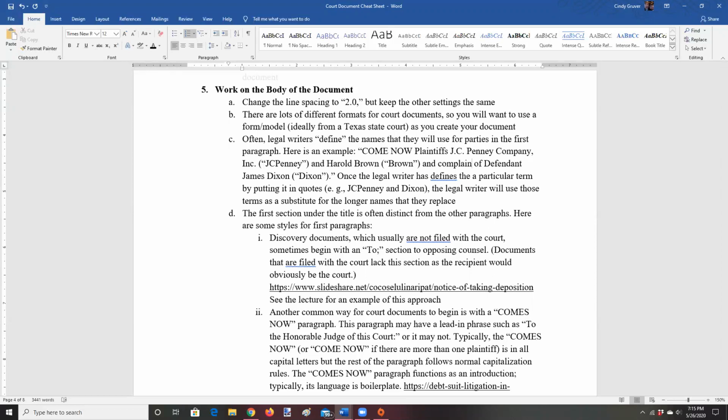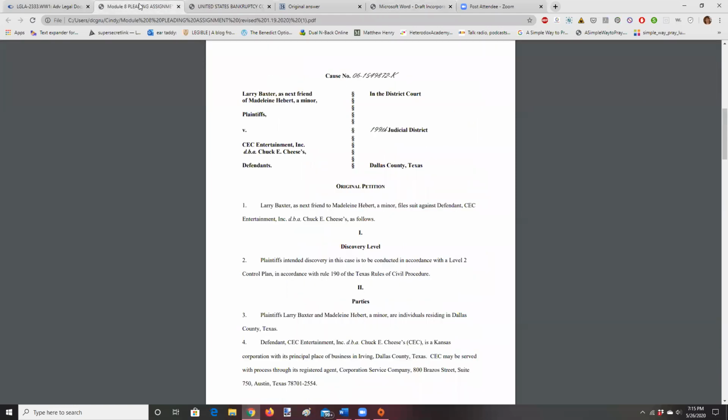So that's, again, a very traditional way to start a lawsuit. But there's no need to necessarily use that kind of archaic language. And I think actually most people would probably say that that's to be avoided.